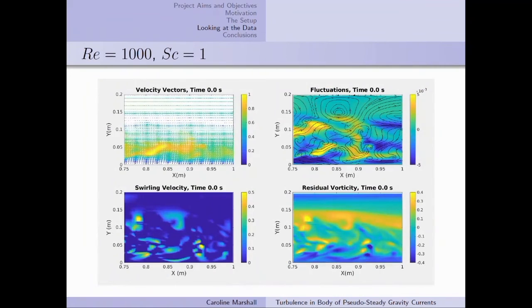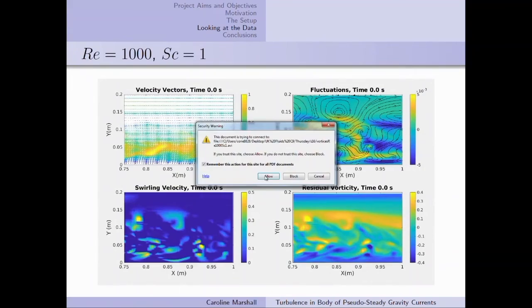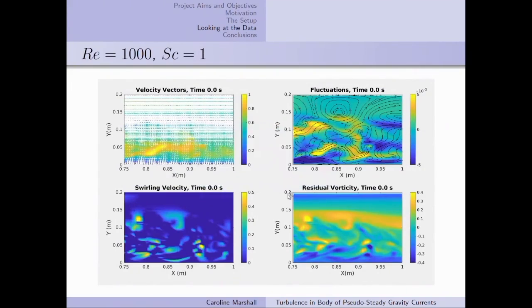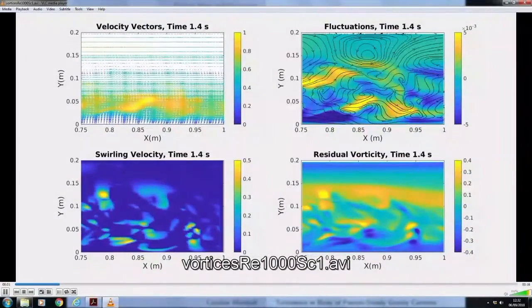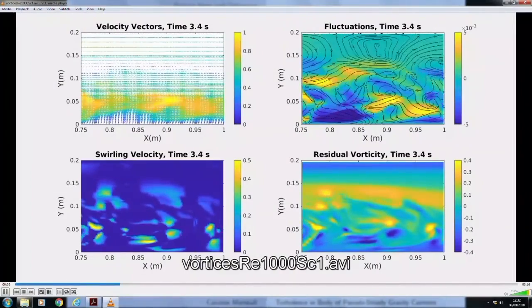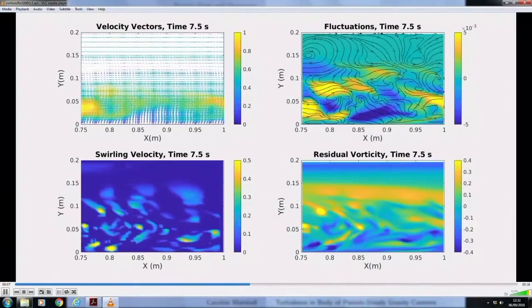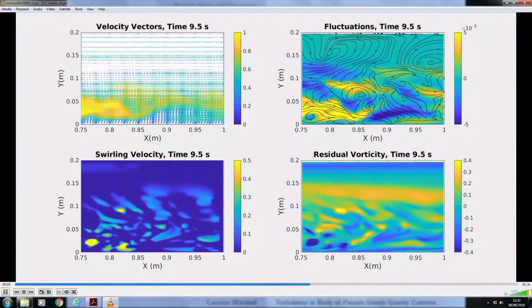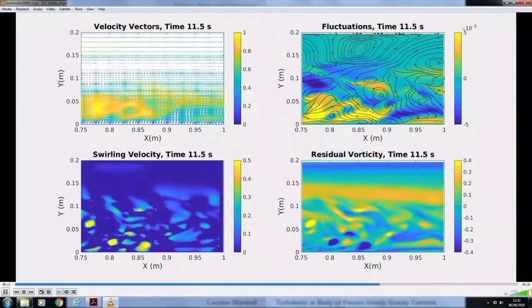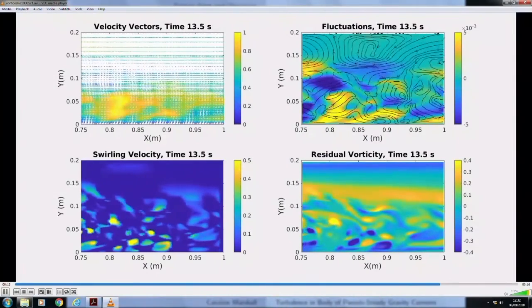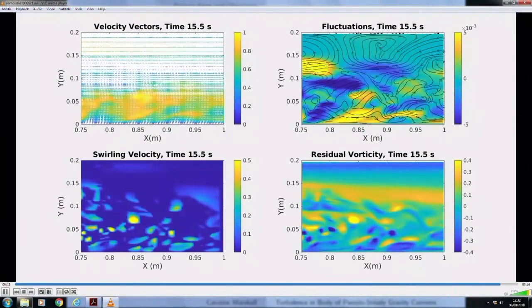And because it's always nice to finish with a pretty video, this is actually for the Reynolds number 1000 Schmidt number 1 case. It was just the nicest to look at. We can see how those different techniques vary over time, which is quite nice. This is about 16 seconds worth of flow.